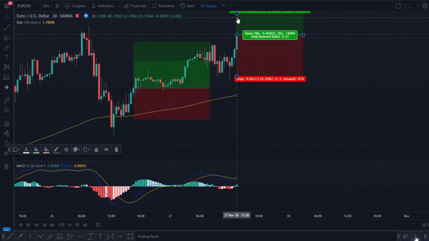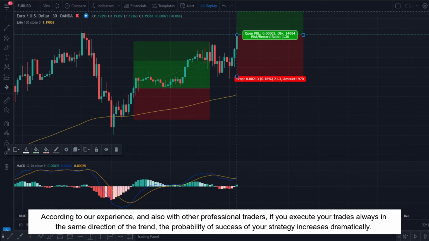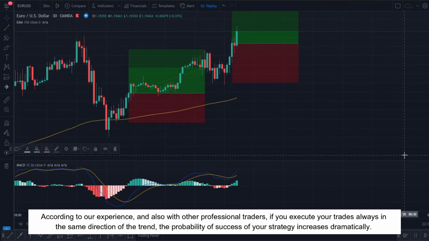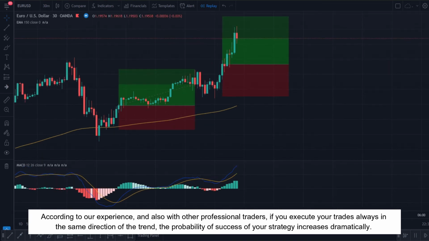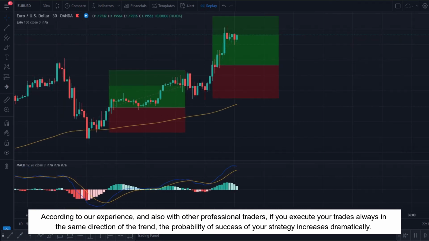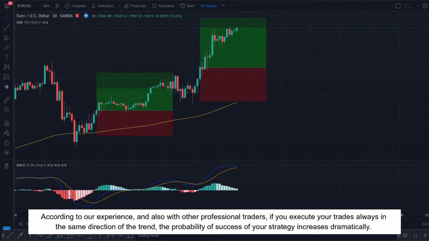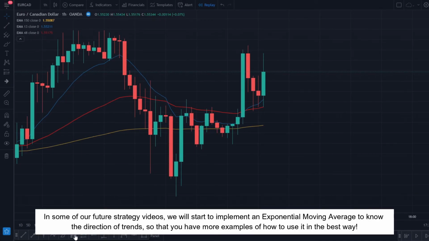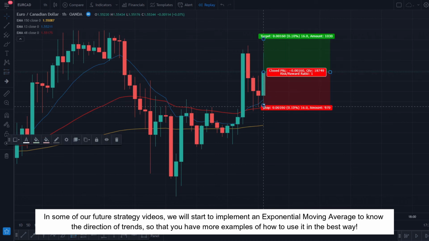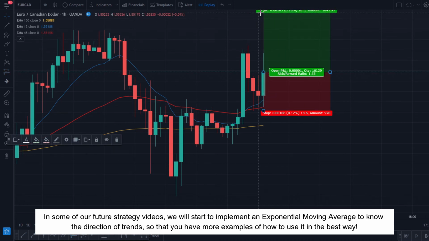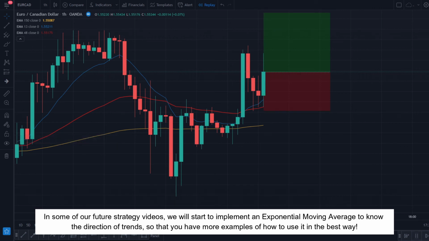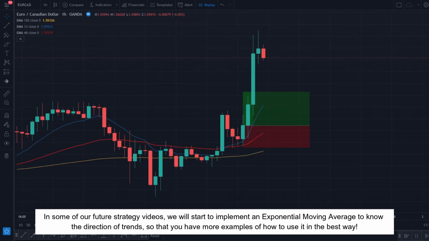According to our experience, and also with other professional traders, if you execute your trades always in the same direction of the trend, the probability of success of your strategy increases dramatically. In some of our future strategy videos, we will start to implement an exponential moving average to know the direction of trends, so that you have more examples of how to use it in the best way.